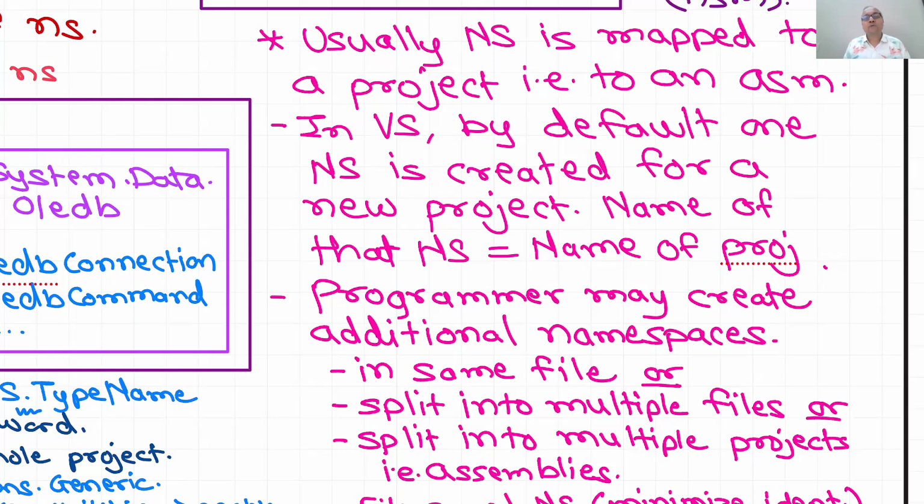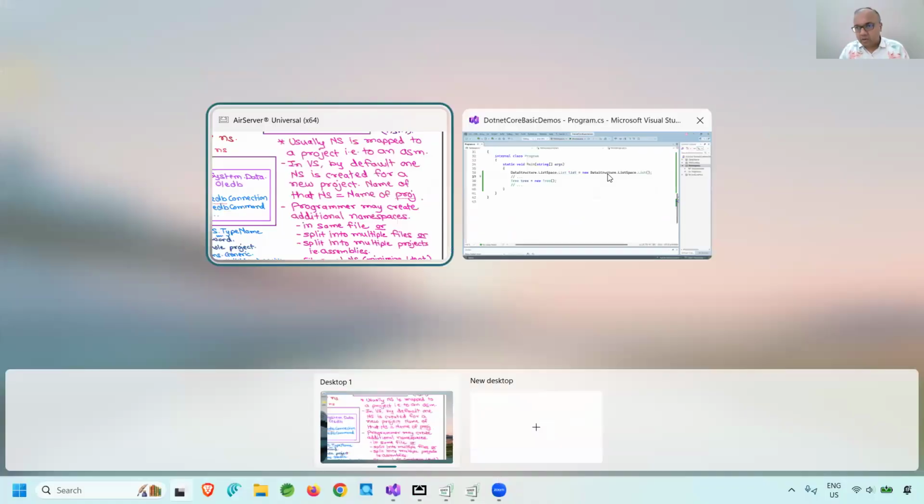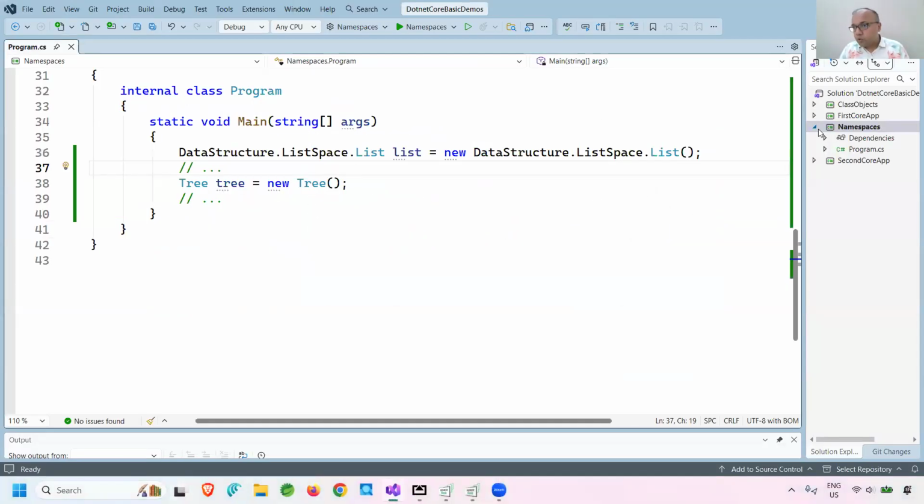Just now, I showed you that we created two more namespaces, two nested namespaces, in the same file. Or you may split a namespace across multiple files, meaning half of the namespace can be written in one place and half of the namespace can be written in another file. How can you do that? Let me show you.